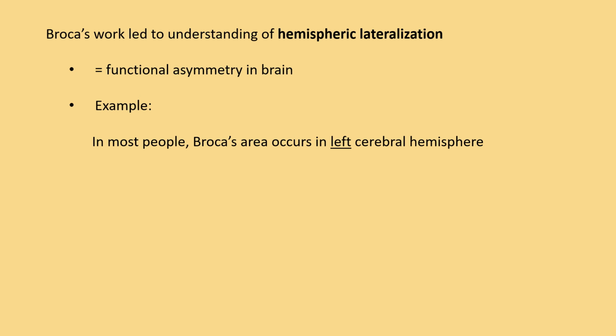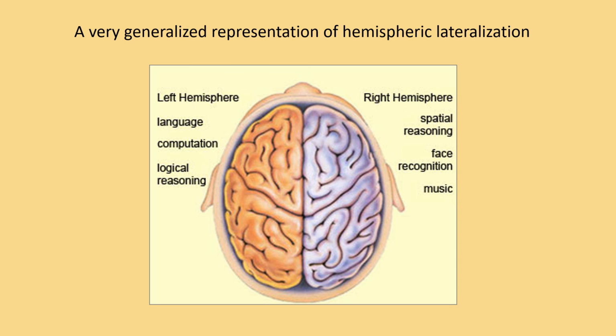We will live our good, rich, healthy lives until they're over, and there is no reason for us to know if our Broca's area is in the left side or the right side of our cerebrum. So there is this asymmetry, this hemispheric lateralization. Certain functions tend to occur in one side versus the other.